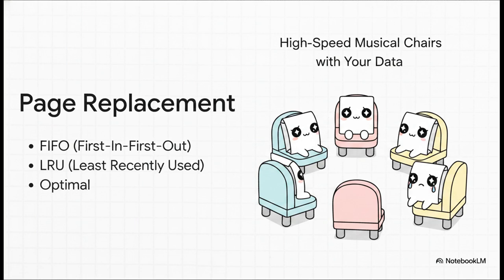When the workspace is totally maxed out, the OS relies on clever page replacement algorithms to decide which old data gets evicted to make room for the new stuff. It might use first in, first out, least recently used, or an optimal algorithm. It is essentially playing a continuous, high-speed game of musical chairs with your data.